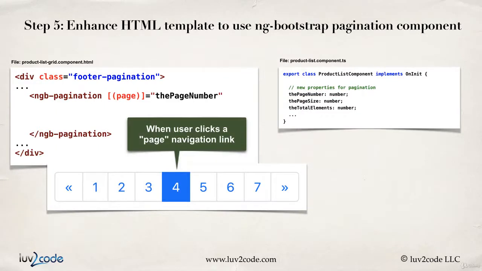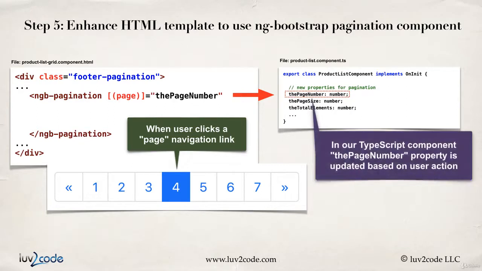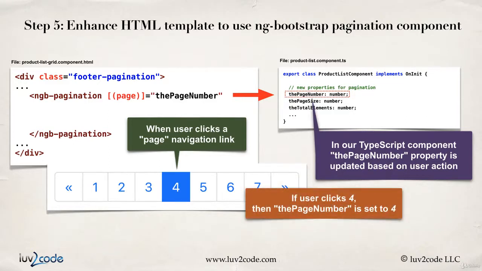When the user clicks a page navigation link, what happens in the background is that in our TypeScript component, the page number property is updated based on the user's action. So for example, if the user clicks 4, then the page number is set to 4.